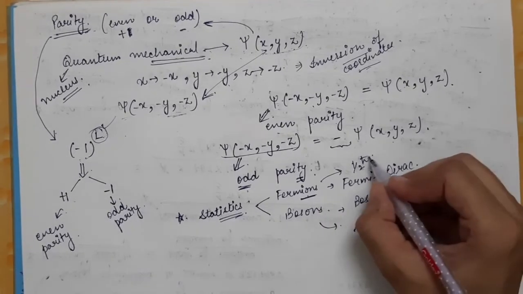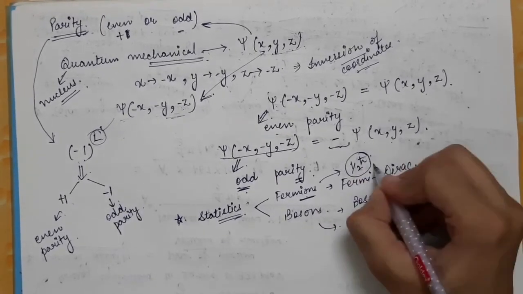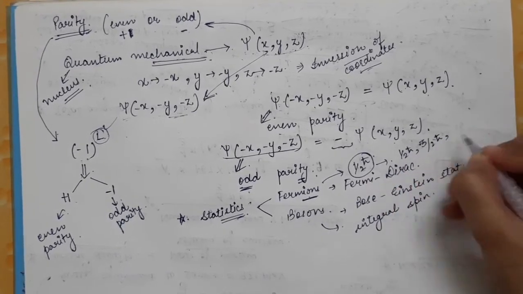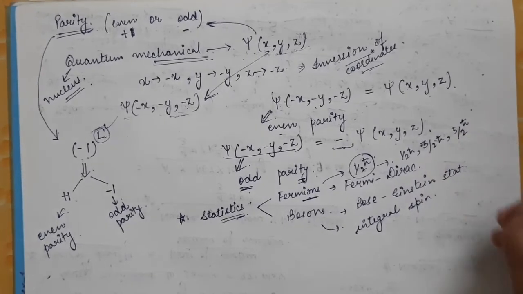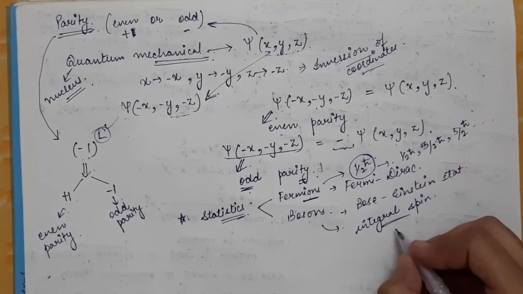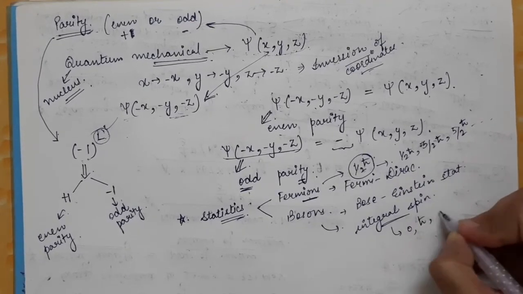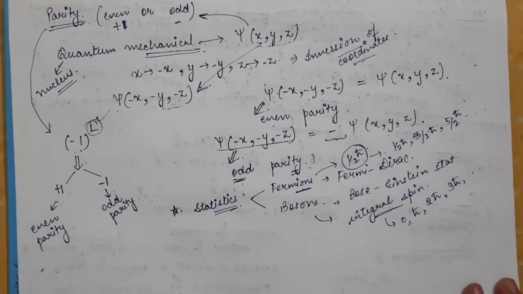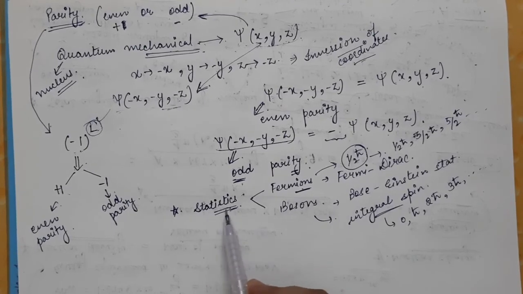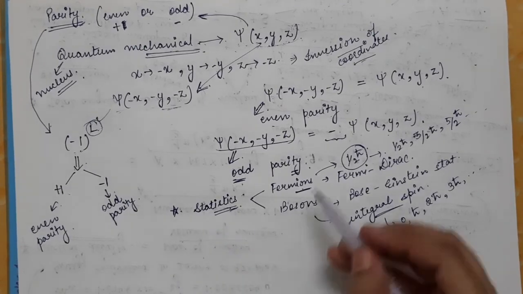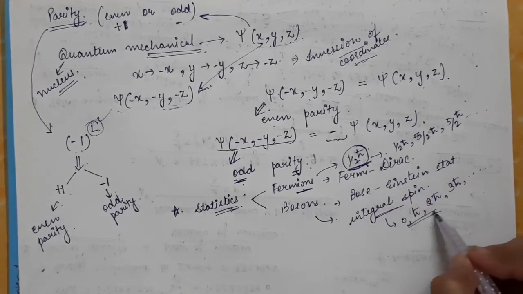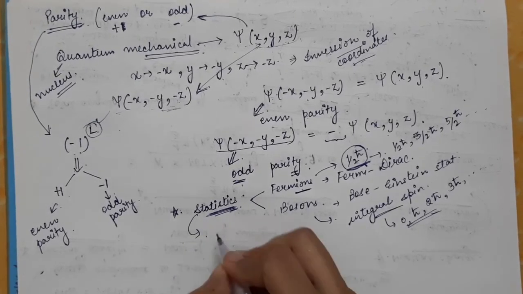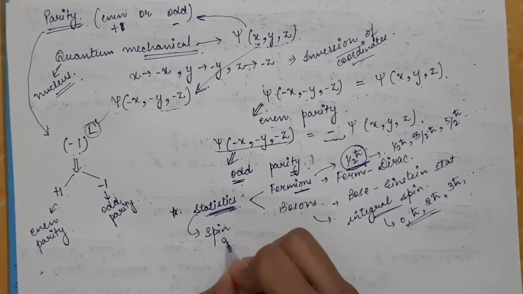So fermions will have half integral spin, that is half h cut, or 3 by 2 h cut, or 5 by 2 times h cut, and so on. Integral spin will be either 0, then h cut, then 2 h cut, 3 h cut, and so on. Now what kind of statistics is followed by the nucleus? Since we have talked about the spin, the statistics of the nucleus will also be decided by its spin angular momentum.